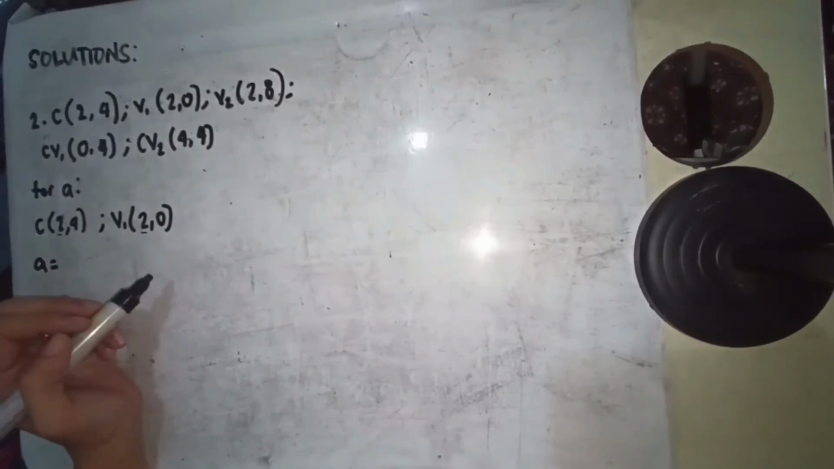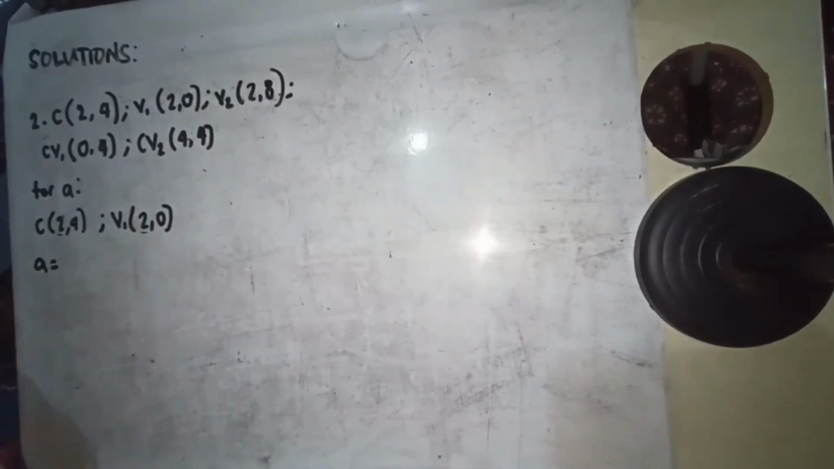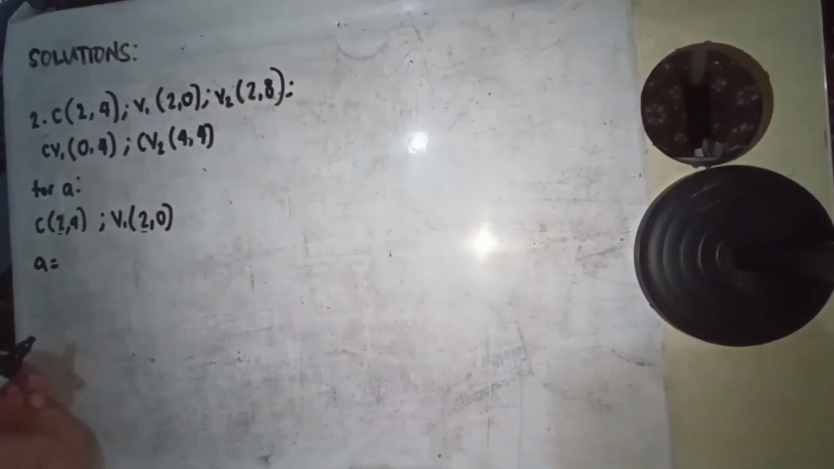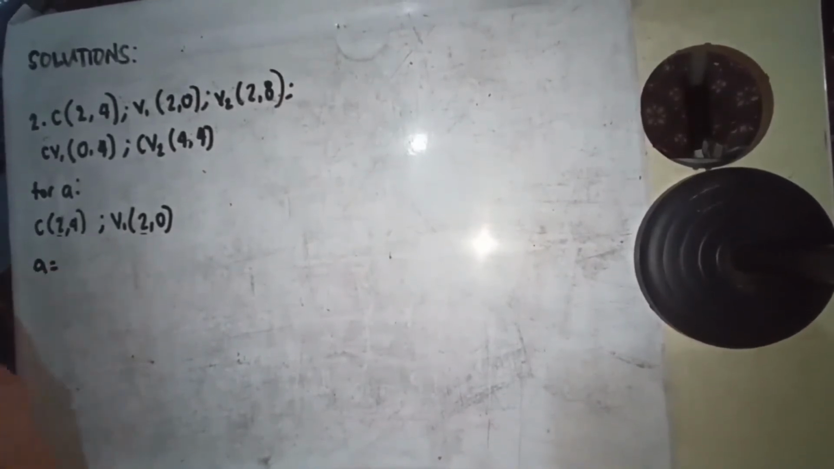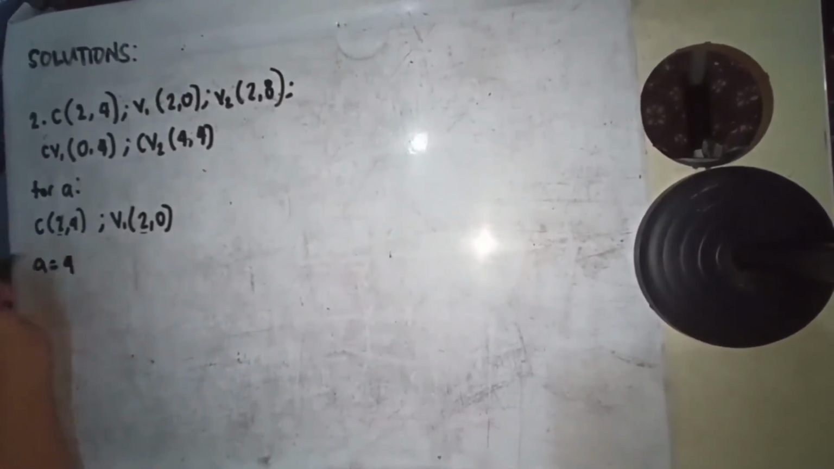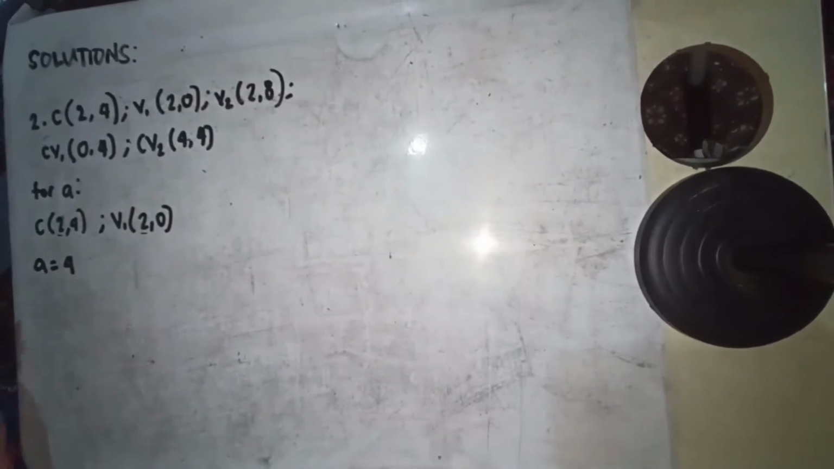And remember that always get the absolute value of the distance. Okay, so we have 4 and 0. So 4 minus 0, that will be 4. So our A is equal to 4. Okay, it is not always equal to 4, it just happens that here it is equal to 4. Okay, next, we have distance A.